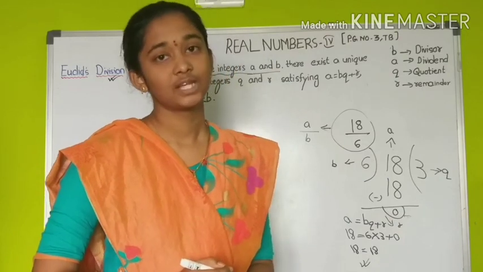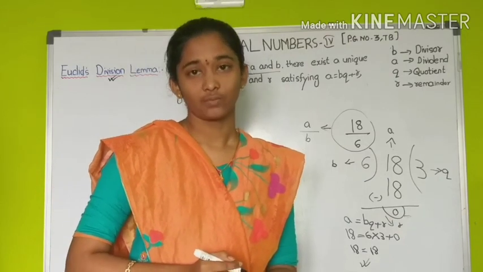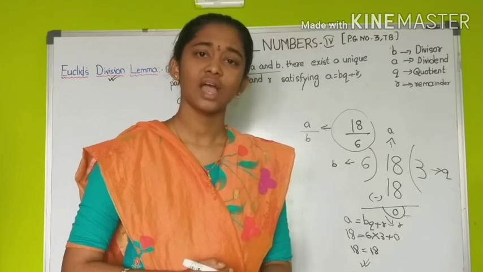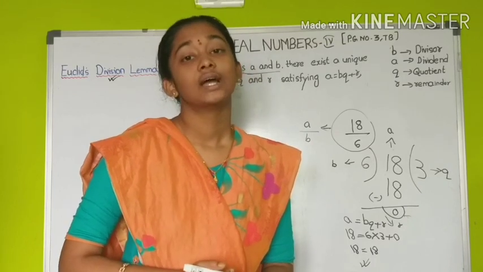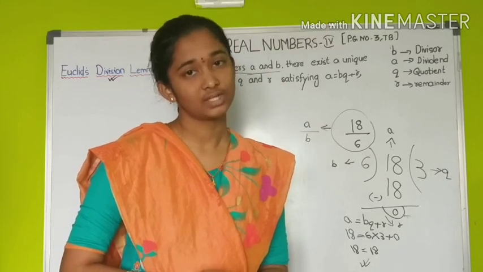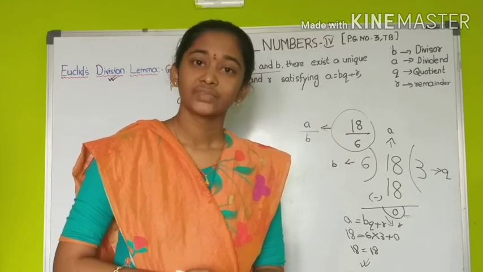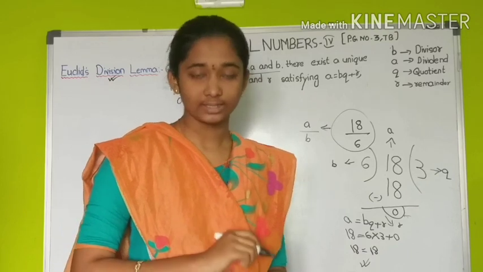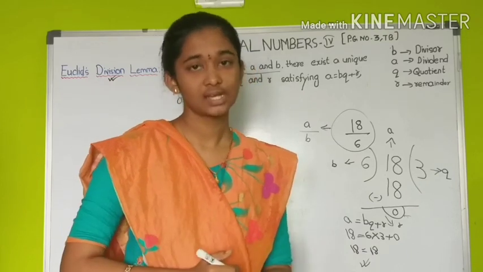And now what's the use of this Euclid's division lemma and when is it first recorded? The Euclid's division lemma is first recorded in book 7 of Euclid's Elements. And it is useful to find the HCF of two or more numbers. The full form of HCF is highest common factor. And there is an Euclid's division algorithm which is based on this Euclid's division lemma.